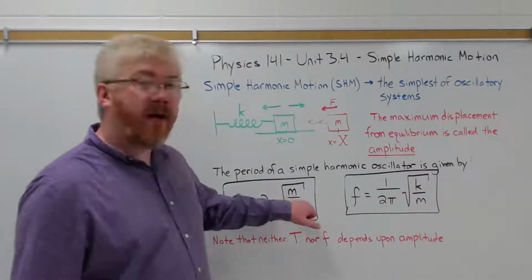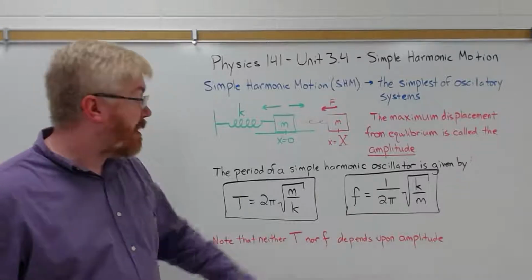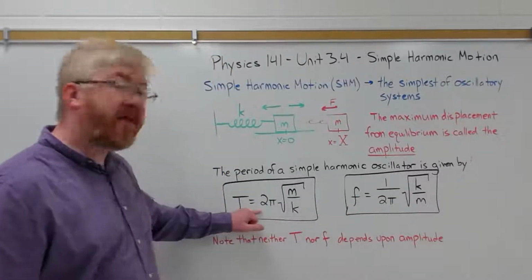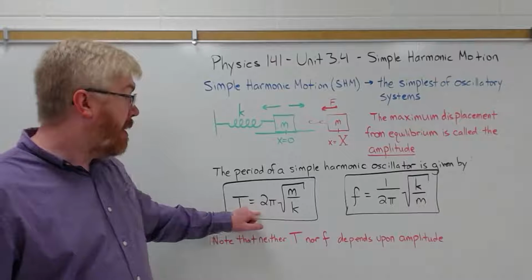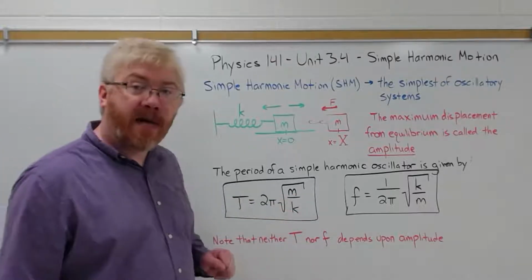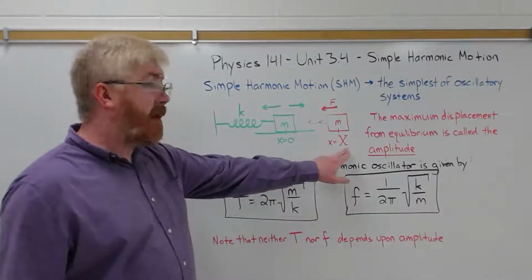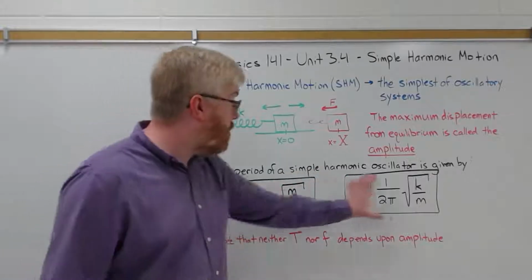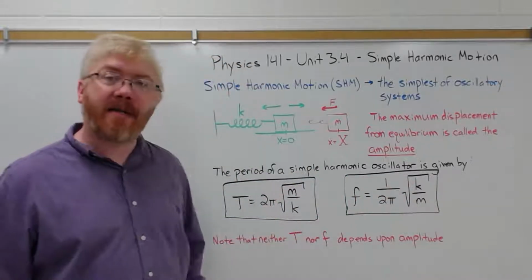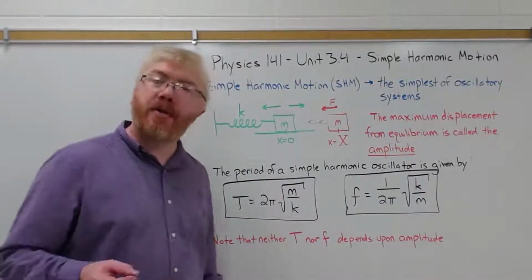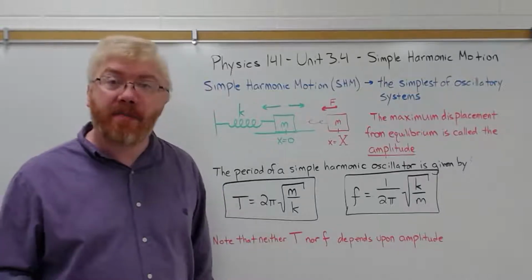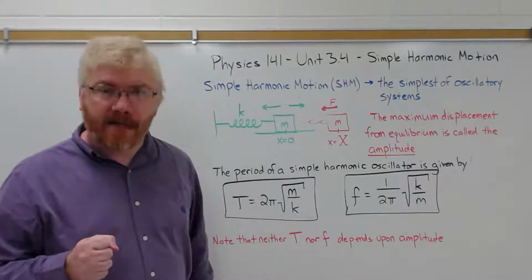So you can easily calculate the frequency of a simple harmonic oscillator here, or the period of a simple harmonic oscillator. It depends on the mass and the spring constant, but it does not depend on the amplitude. Nowhere in this equation does it depend on the amplitude. That's a little counterintuitive and can be difficult for some people to grasp, but it's easy to test.